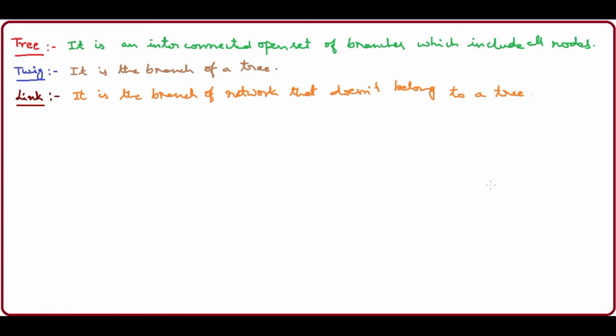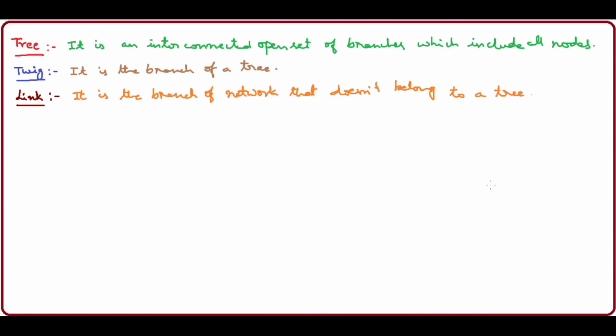Hi friends, in this class I would like to cover tree, twig, link and the relation among these three. We have already discussed the definitions of tree, link and twig. Let us see the different properties of a tree. And if twig is there, link is there, number of nodes, number of branches, what is the relation among all these four? Those two things we will discuss in this video.